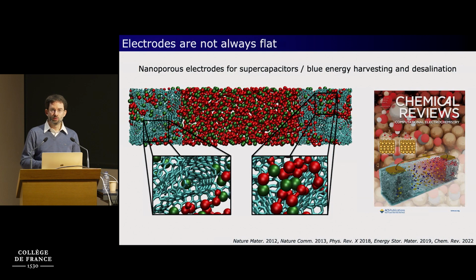One thing that I'm not going to discuss in detail, but that is important, is that electrodes are not always flat. In many applications, in particular supercapacitors, or also more recent applications for blue energy harvesting or desalination, you use porous carbon electrodes. In this context, molecular simulations have also been used to understand what happens in nanoporous carbon electrodes, and there the molecular details matter, so the size of the ions and how they are correlated or not with the pore size in the material. So this plays an important role, but I'm not going to describe that. If you're interested, you can look at the article we wrote as a contribution in this issue of Chemical Reviews on Computational Electrochemistry, which contains a lot of interesting articles.